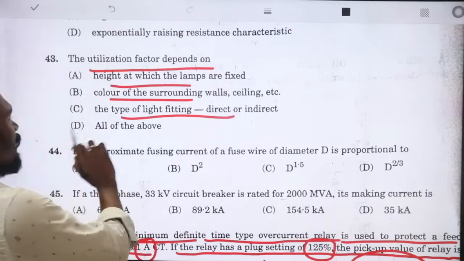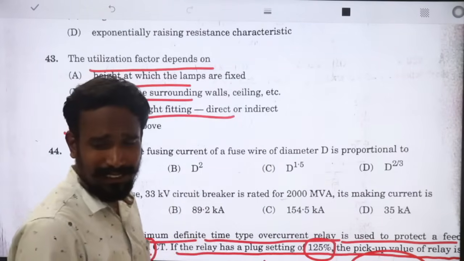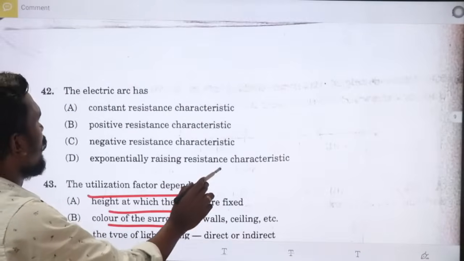So which of the following is the correct answer? All of the above is the correct answer. Yes, this is a very easy answer, sir.